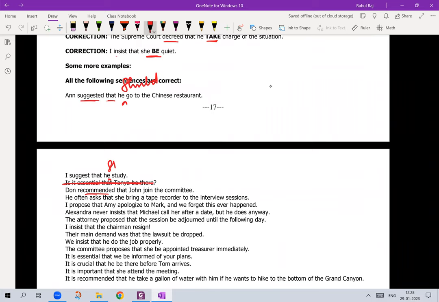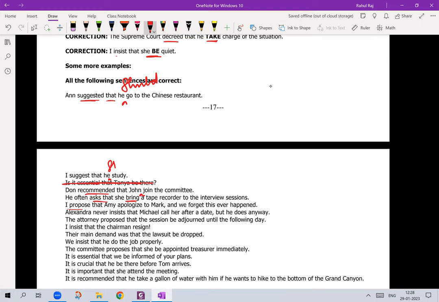Don recommended that John should join the committee. Wrong. Don recommended that John join the committee. He often asks that she should bring a tape recorder. Wrong. When I ask you to bring something, you will bring. There is an element of future in it. He often asks that she should bring the tape recorder. Wrong. He often asks that she bring a tape recorder.